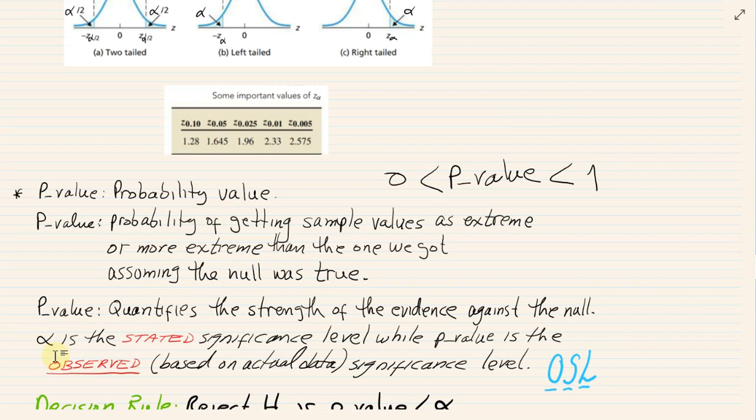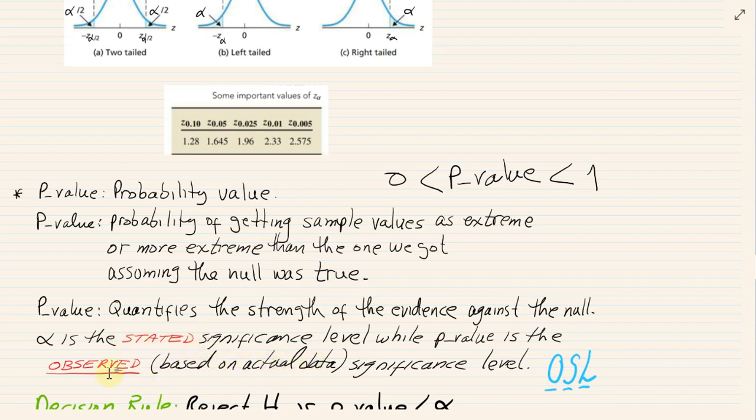Now, alpha, remember, was a stated significance level, the size of the test. So alpha is a stated significance level, while p-value is actually based on data that we collect. So p-value is called the observed significance level of our hypothesis test. So remember, alpha is the stated, whereas p-value is the observed. Both of these are significance levels: one from data observed, one just stated by the researcher.